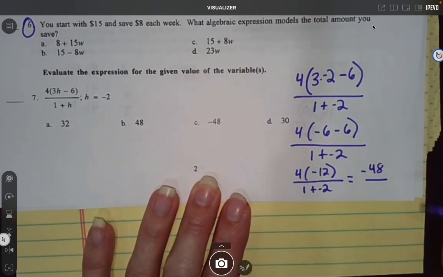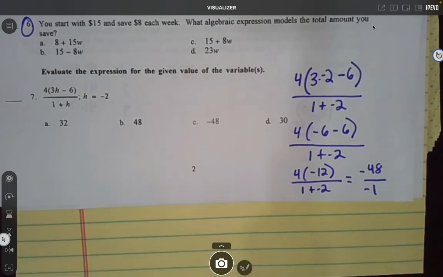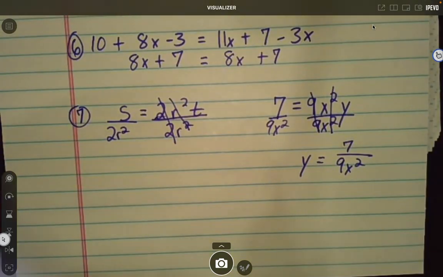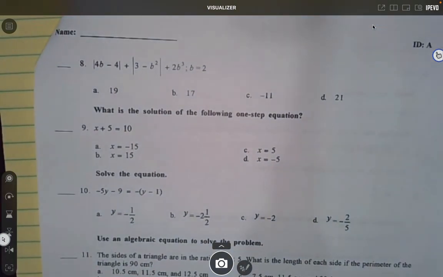And what is 1 plus -2? Okay, so what is that? If you don't know what that ends up being, put it in your calculator. So -48 divided by -1. A negative and a negative makes a positive. So it's just 48. But again, that one's not on there. This one's not on there.